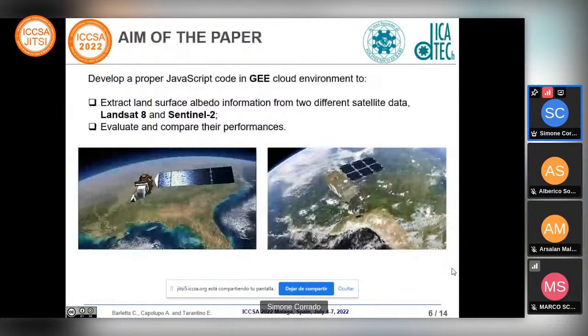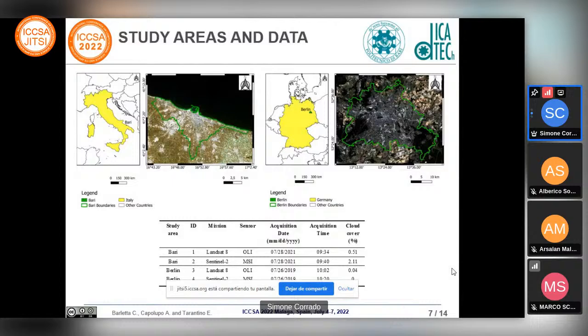The aim of this research was to develop a proper JavaScript code in Google Earth Engine cloud environment in order to extract land surface albedo information from two different satellite data, Landsat 8 and Sentinel 2, and evaluate and compare their performances. Two study areas were analyzed, the urban area of the city of Bari in southern Italy and the urban area of the city of Berlin in northeastern Germany.